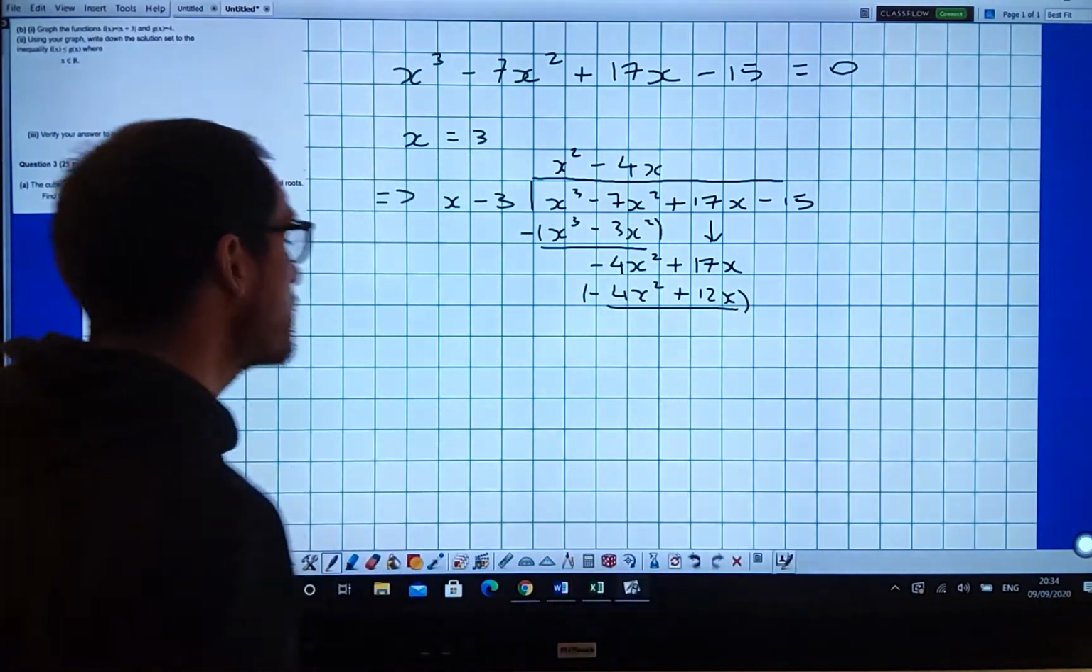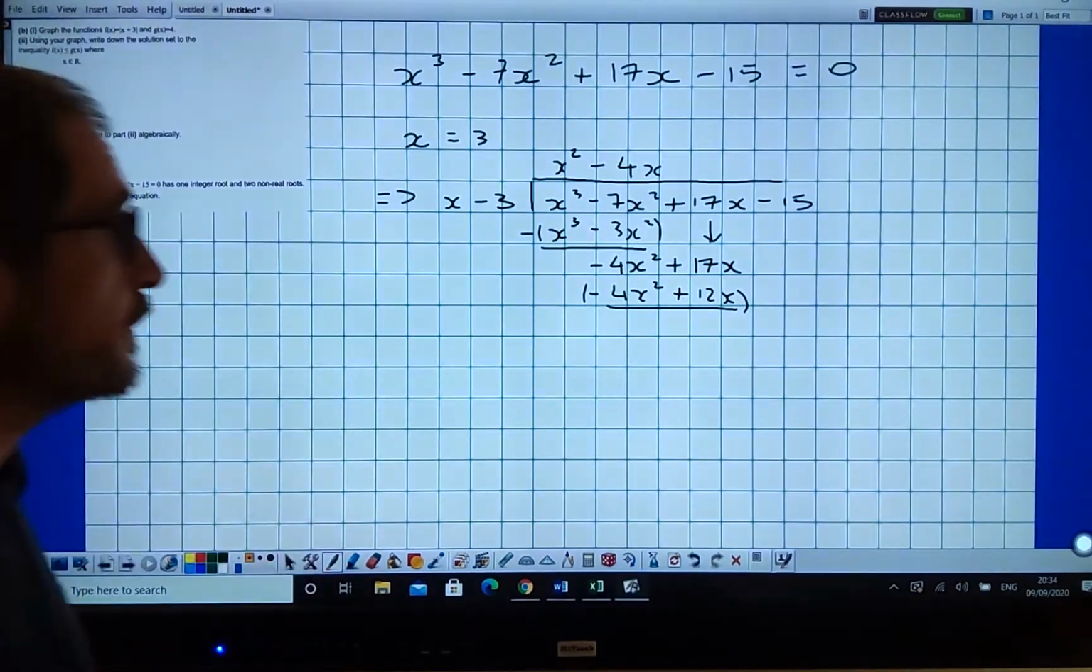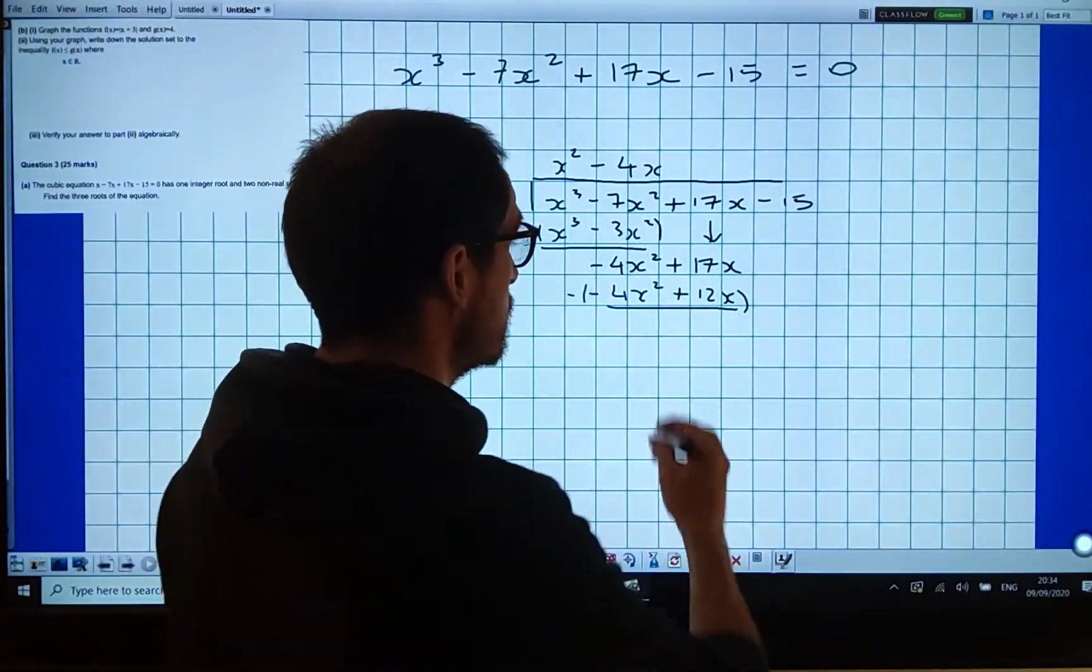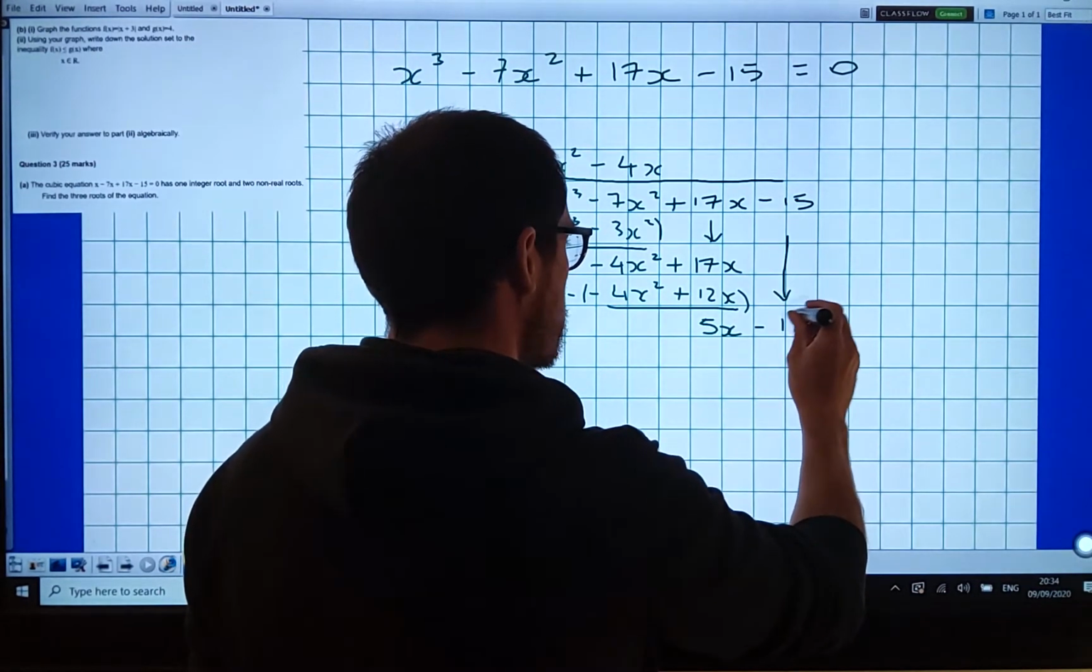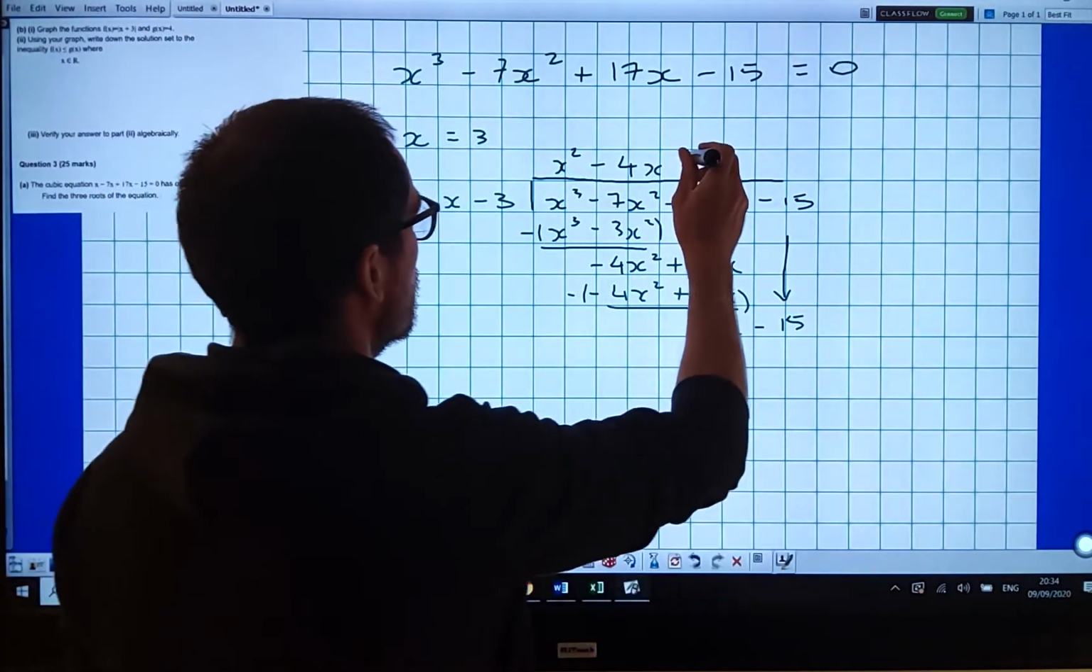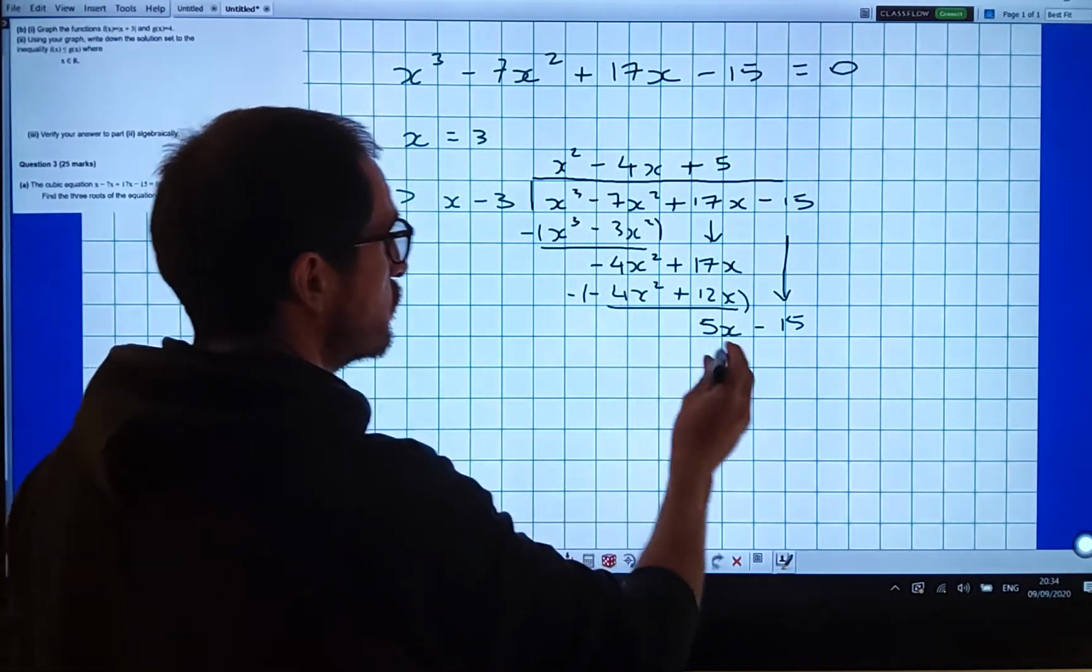Now, it's funny this because this came up in the mock and it's actually something I'm going to be looking at next week. So it just shows that the stuff that we will be doing comes up on the exam. Minus 15. Now, x into 5x goes 5 times, and 5 times minus 3 is minus 15.